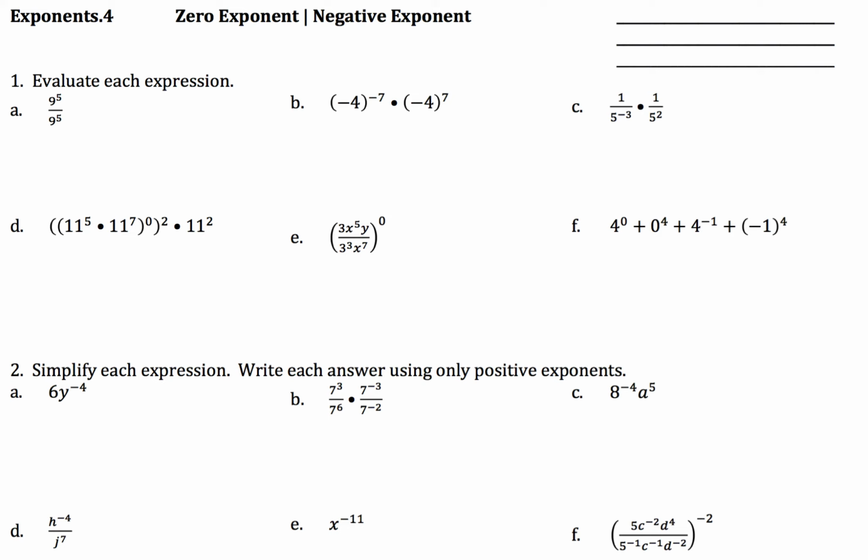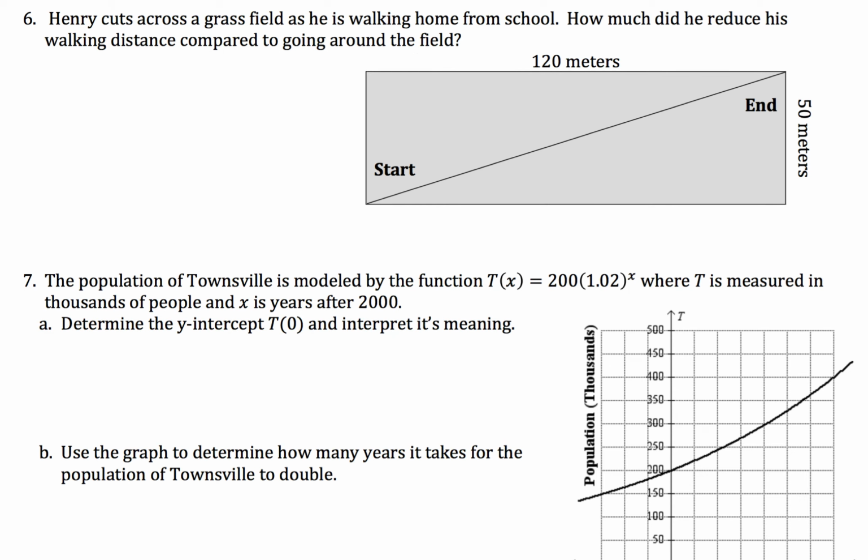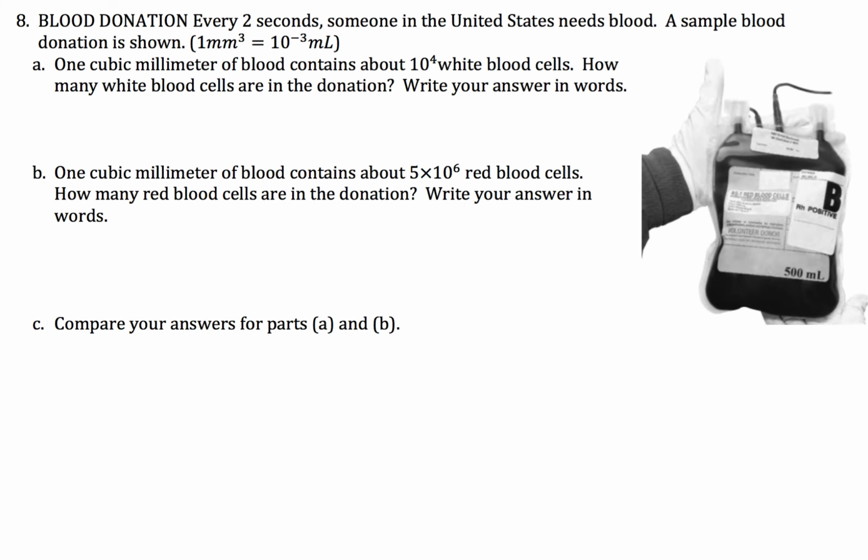Okay, in your assignment, you get to evaluate the expressions on number 1. Number 2, simplify, write each answer using only positive exponents. So make sure your answers don't have any negative exponents in them. 3 is a solve. 4 is using 2 points to create a function, linear function. 5, determine whether it's a function, yes or no. Number 6, find the distance of the shortcut. Number 7 is an example of an exponential function. You'll be studying those in 9th grade, and that's a prequel to it. Number 8 is dealing with exponents in a situation problem.